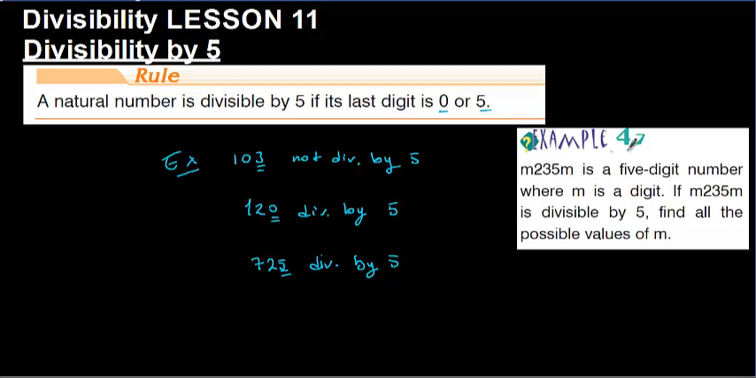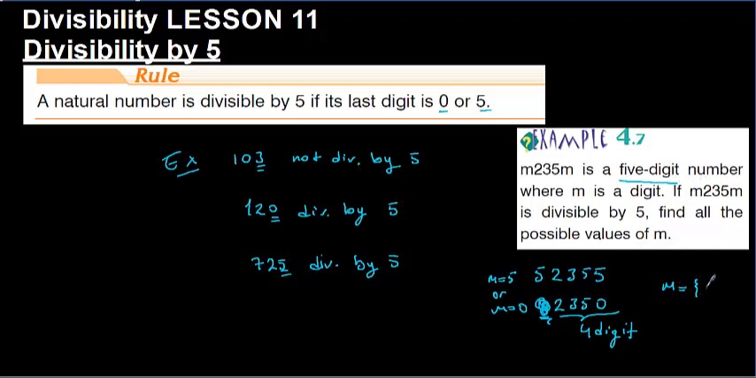Here there is another example. M235M is a 5-digit number, where these are representing digits, and it is divisible by 5. If it is divisible by 5, there are two possible cases. One of them is 5, the other one is 0. So it can be 5, 2, 3, 5, and 5, or 0, 2, 3, 5, and 0. M is equal to 5 or M is equal to 0, but M equal to 0 is not possible because numbers cannot start with 0. That's why this would be a 4-digit number, and it says in the question it is a 5-digit number.